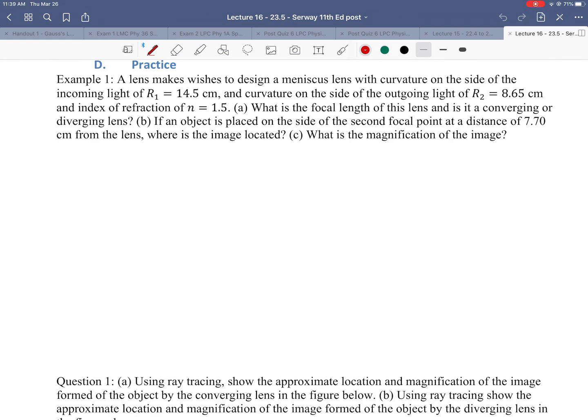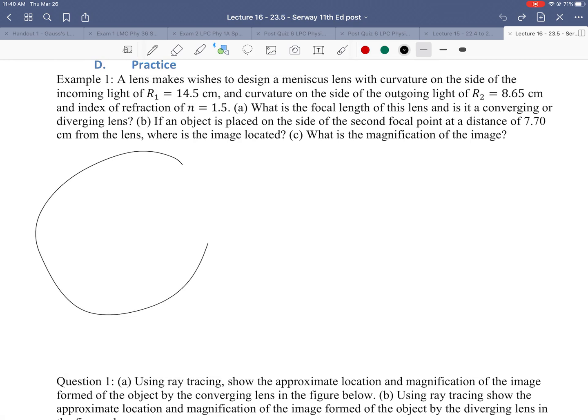So in example 1, we're told that a lens maker wishes to design a meniscus lens with curvature on the side of the incoming light of R1 equals 14.5 centimeters and curvature on the side of the outgoing light of R2 equals 8.65. Okay? And so those are the two sides of our lens. But notice that they both have positive curvature. Since they both have positive curvature, what we're actually talking about is two curves that both point to the right.